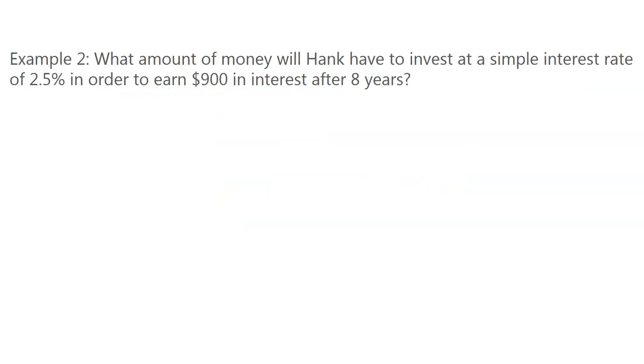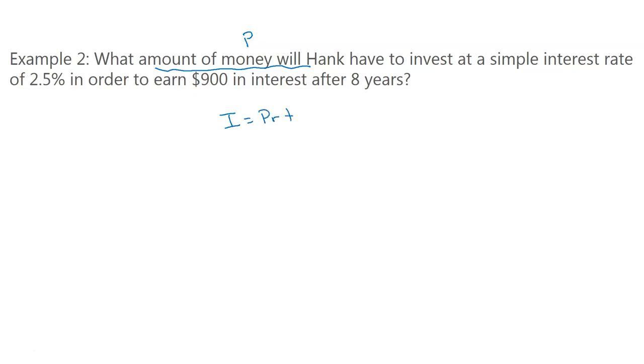Example 2. What amount of money will Hank have to invest at a simple interest rate of 2.5% in order to earn $900 in interest after 8 years? So if we're looking for the amount of money he'll have to invest, means we're looking for P.